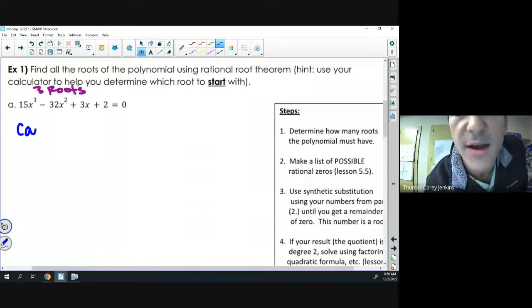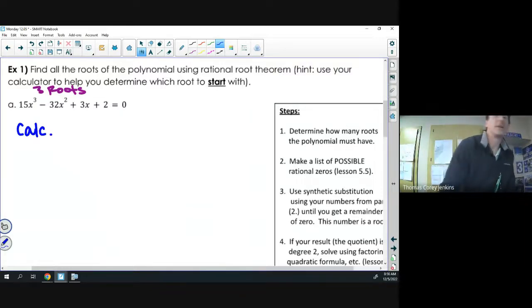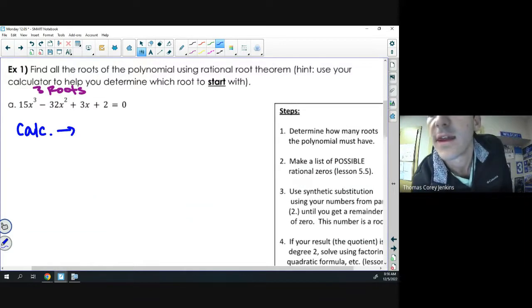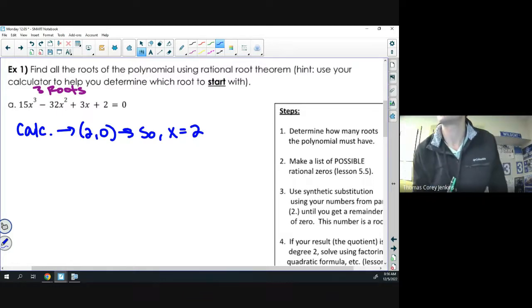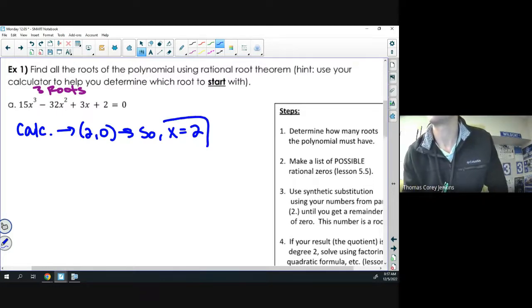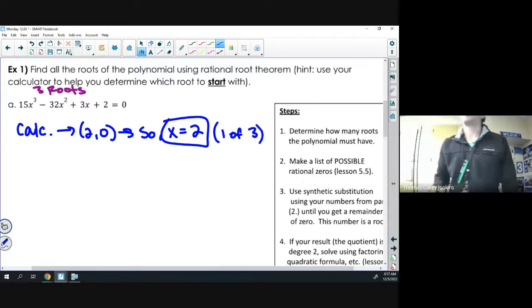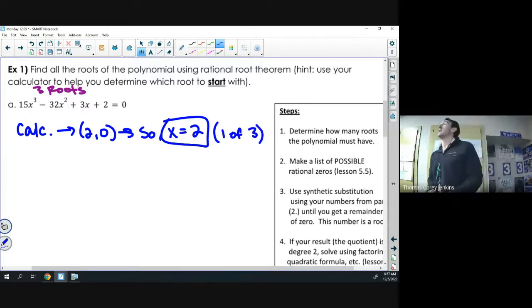So from our calc, we see that it goes through 2, 0. So we can say x equals 2. So that's one of 3. All right, so now how do we find the other 2 exactly?